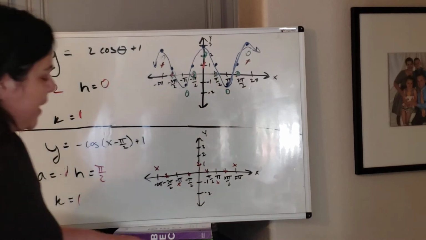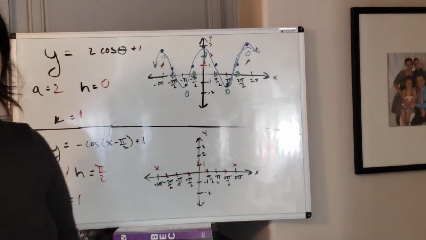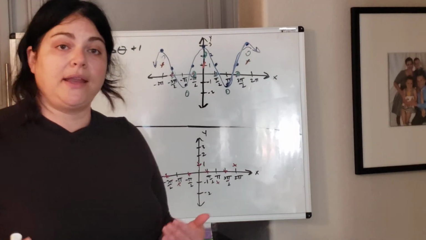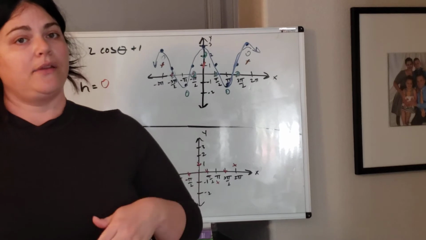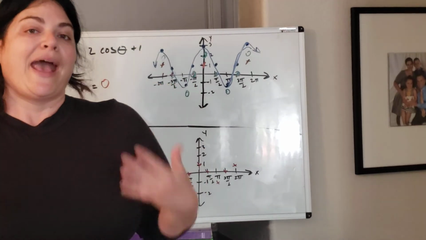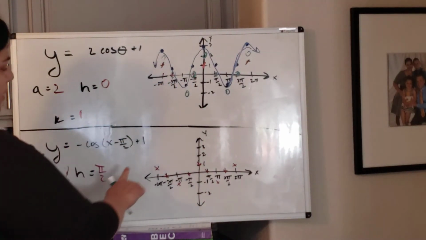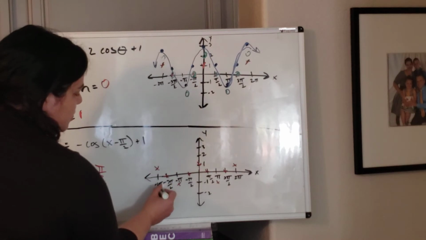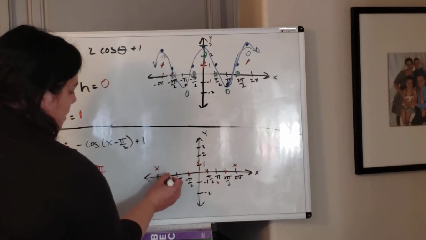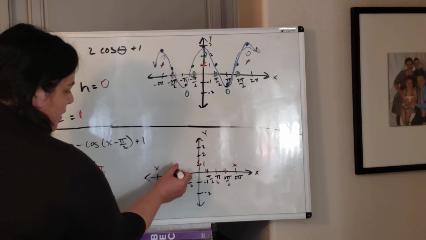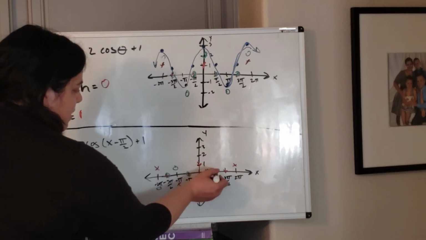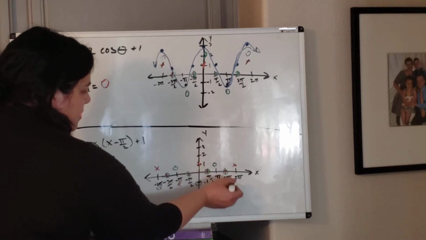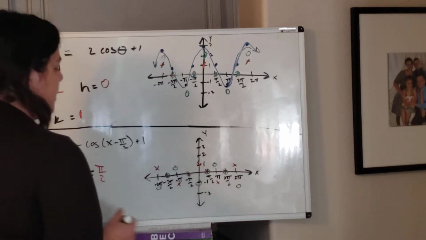When we have an A of negative 1, that just means that I'm multiplying all of those values by negative 1. So my positive 1s turn into negative 1s, my negative 1s turn into positive 1s, and my 0 stays the same. So positive 1 turns into a negative 1, 0, and then it's just the same pattern. 1, 0, negative 1, 0, 1, 0, negative 1.